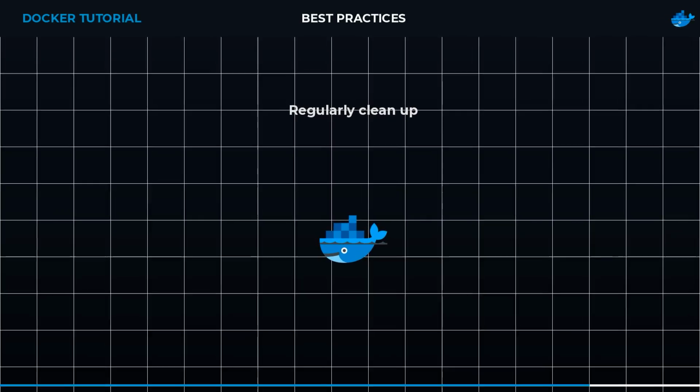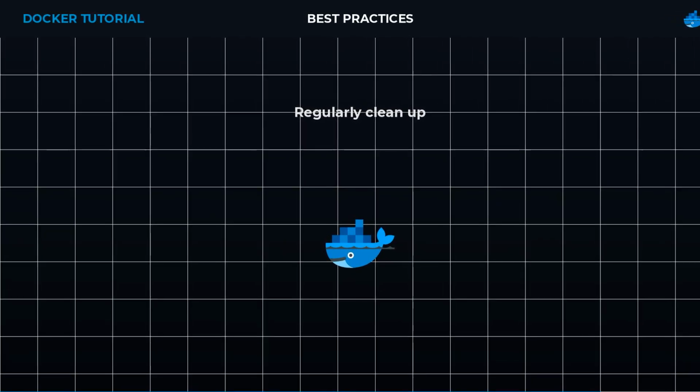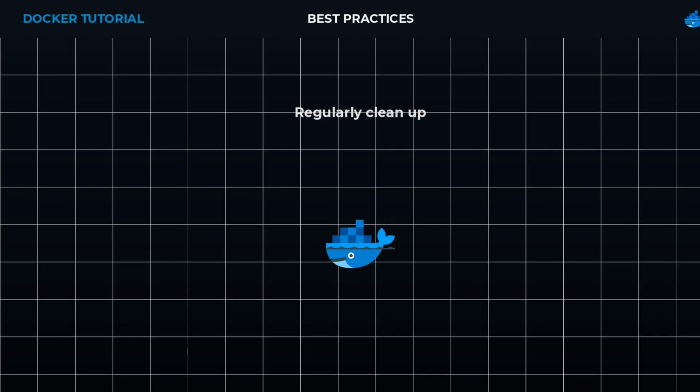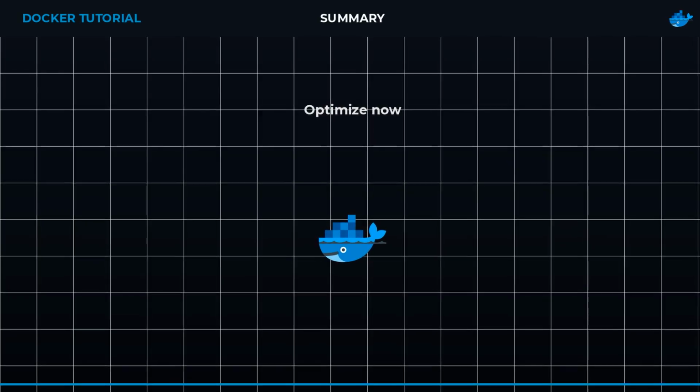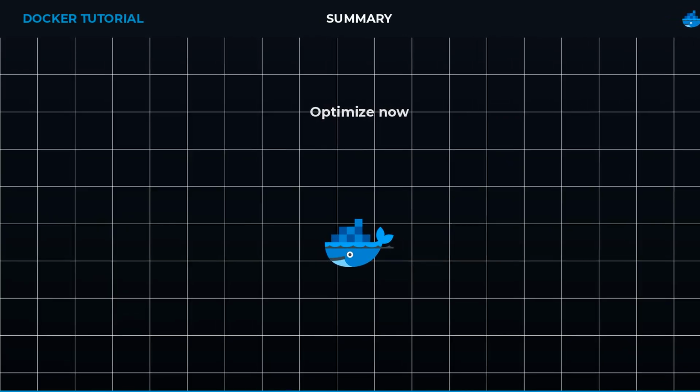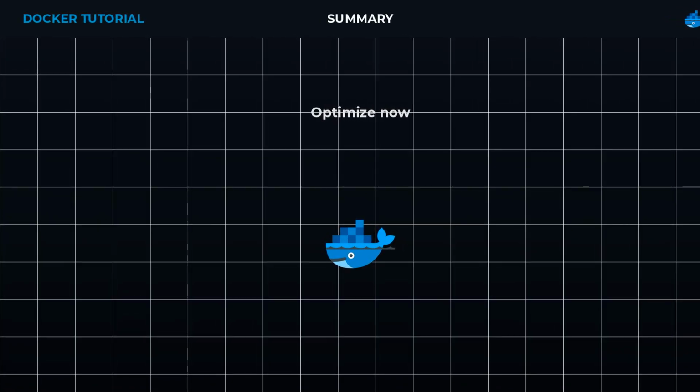To keep your Docker containers running smoothly, it's essential to regularly clean up unused data. This can be done using the Docker system prune command. In this tutorial, we covered the basics of Docker performance optimization. We showed you how to use the Docker system prune command to boost container performance and avoid common pitfalls.